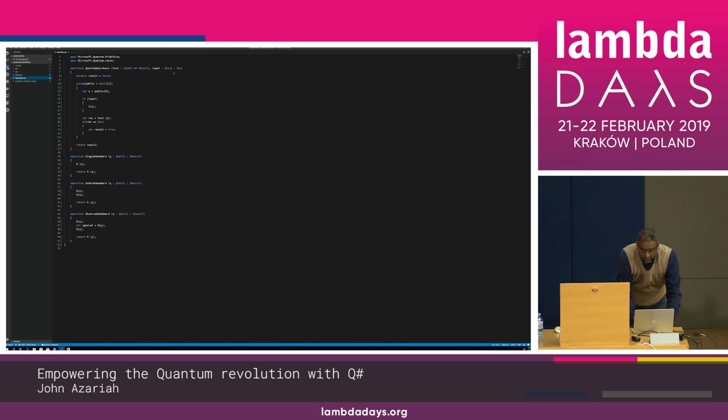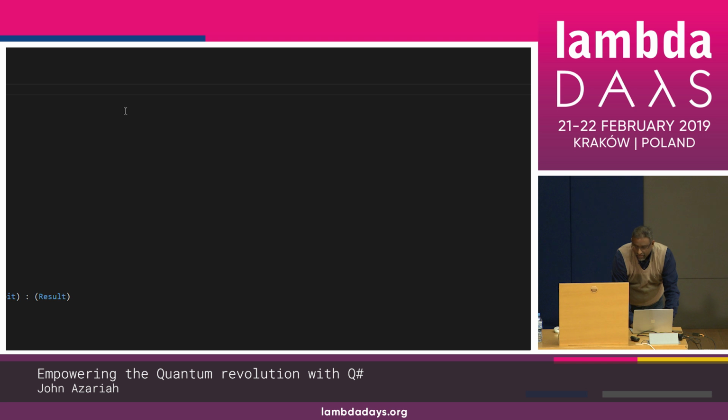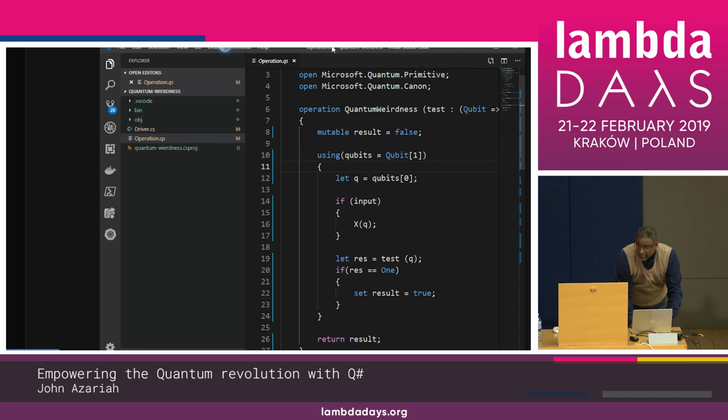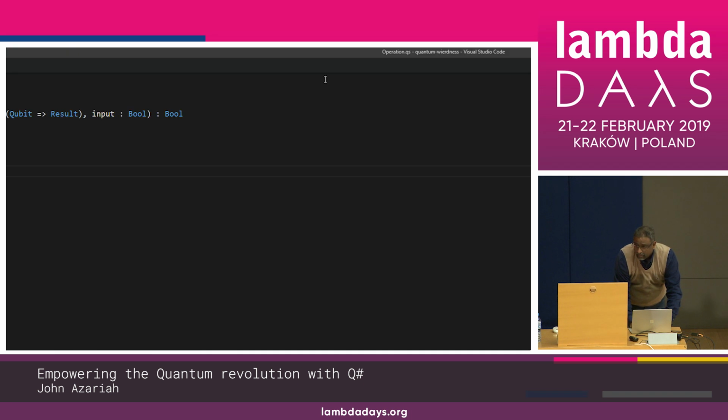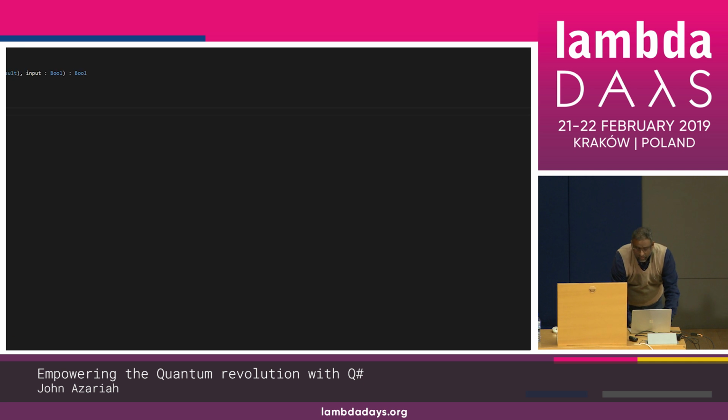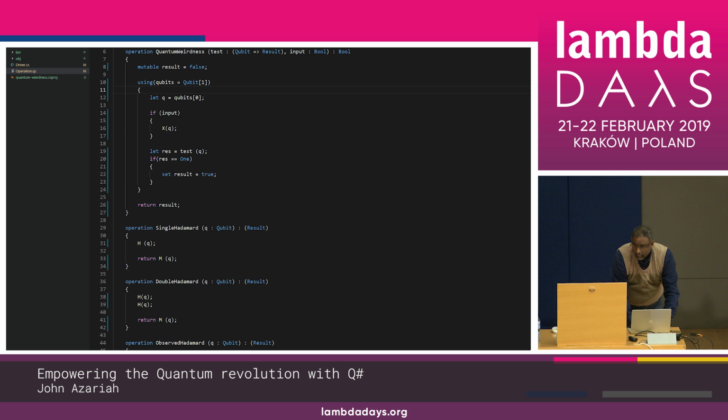Can everybody see that? No? This thing is not helping me because I don't know what I'm actually showing. How about now? Does that look okay?